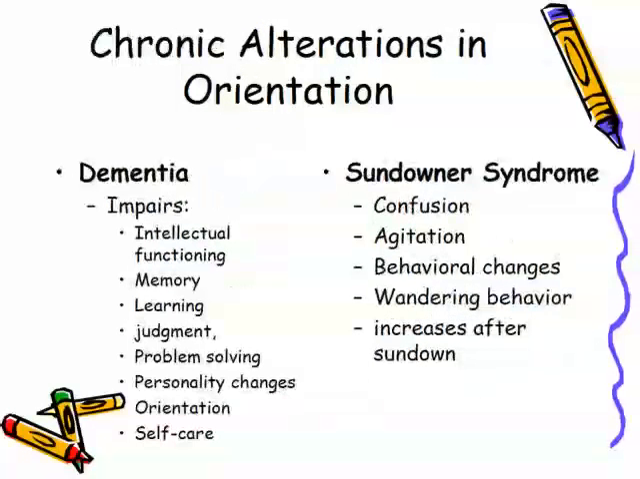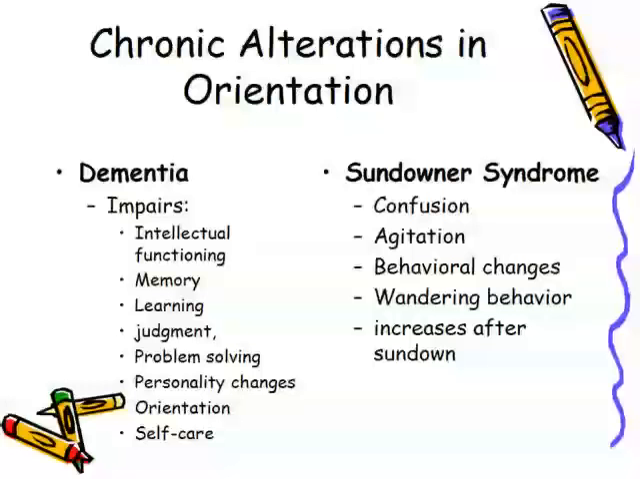Dementia is an impaired intellectual functioning where memory, learning, judgment, and problem solving are all altered. It's usually progressive, develops typically very slowly, and is chronic. And this particular type of alteration in orientation is irreversible. So dementia is not considered just a normal part of aging.